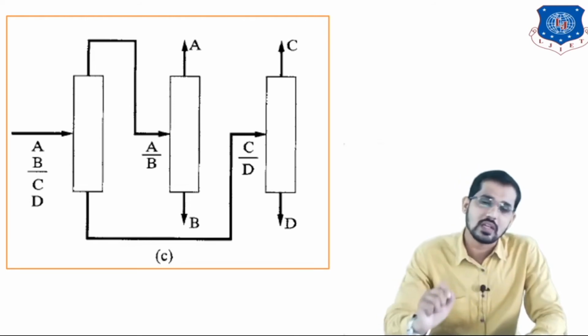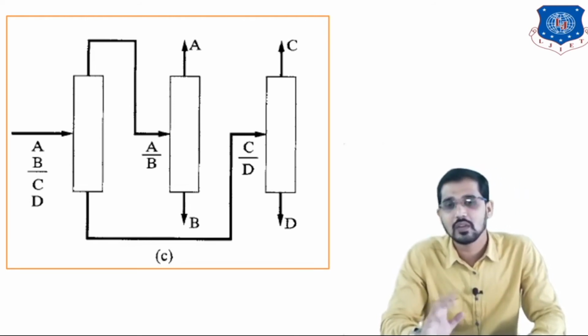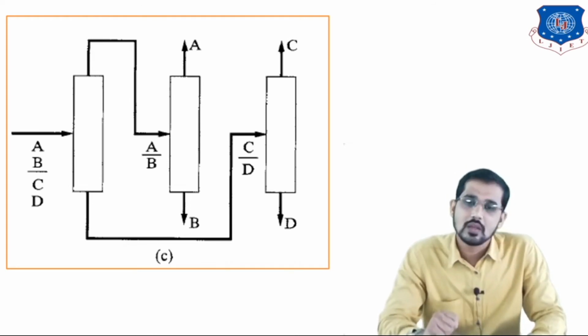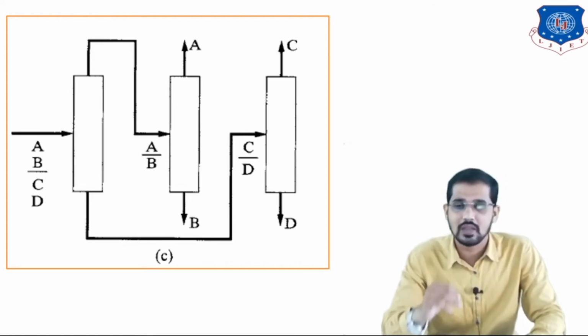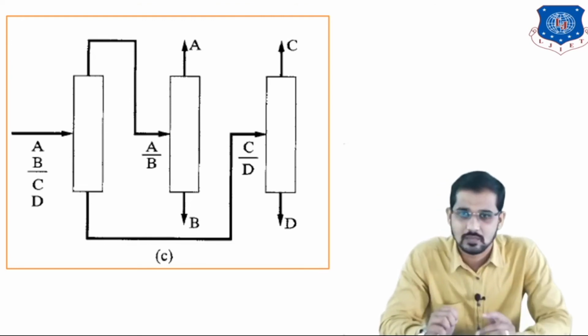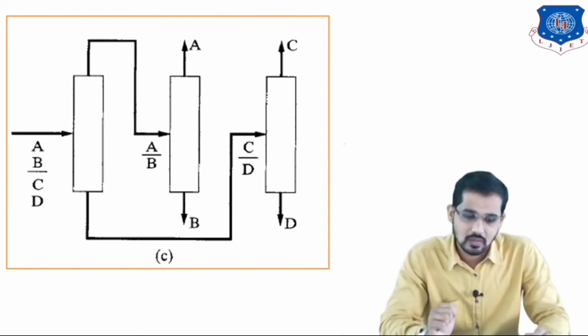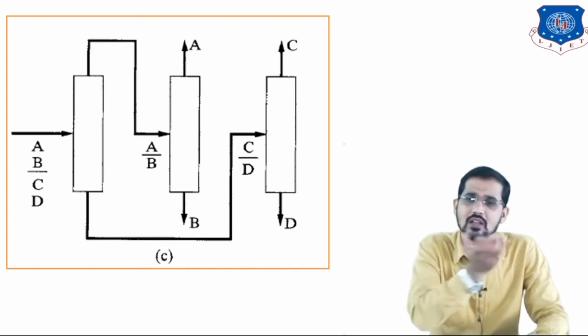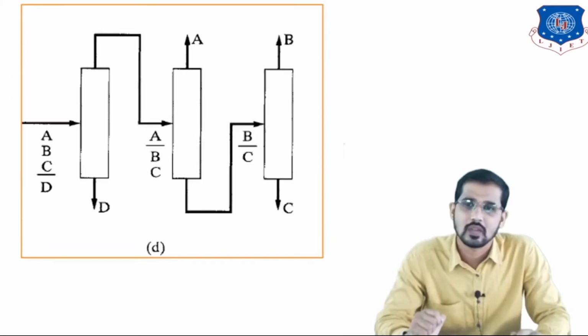In the other one, where we are separating C and D, we are operating that distillation column at the higher temperature. Okay. So the third type is nothing but converting our 4-component mixture into binary mixtures, where we can operate one distillation column at the lower temperature and another distillation column at the higher temperature.